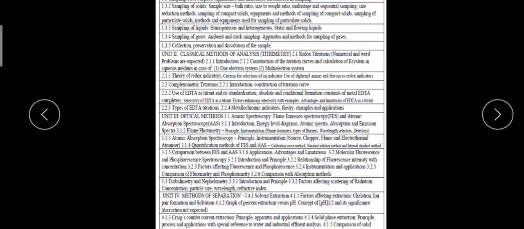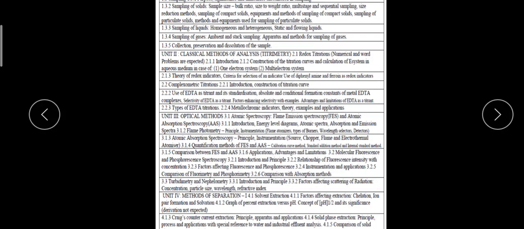Good morning, friends. Today we are going to start the next unit of analytical chemistry. Unit 2 is the classical methods of analysis. In that, titrimetry is there. There are three parts that we have to see in this unit, especially. First part is the redox titration, their numericals, construction of the titration curves, and the calculation of the E system in the aqueous medium.